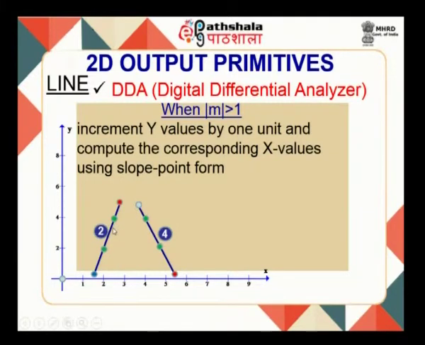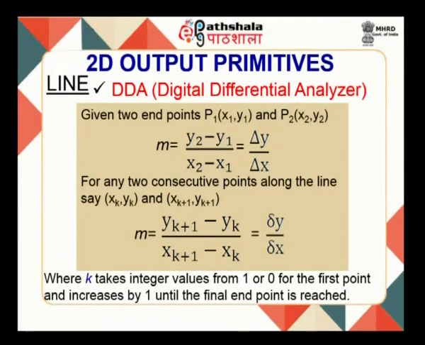So, for line types 2 and 4, we will be sampling the line along the y axis at unit intervals, and we will be computing the corresponding x values. That is how we go with these steps. If you look at these steps here, given the 2 endpoints P1 (x1, y1) and P2 (x2, y2), slope can be computed using the simple equation (y2 minus y1) by (x2 minus x1), which is nothing but delta y by delta x.